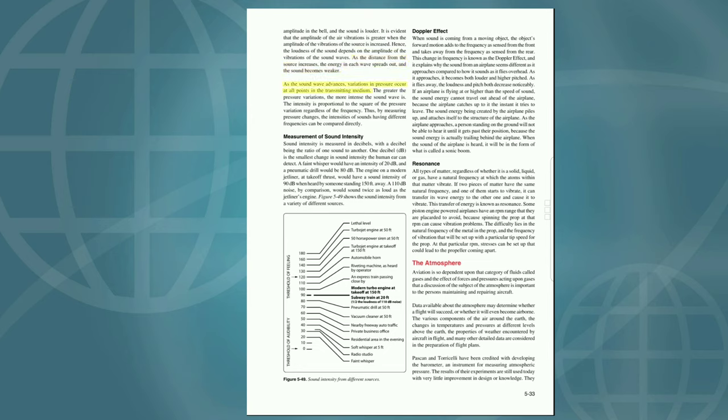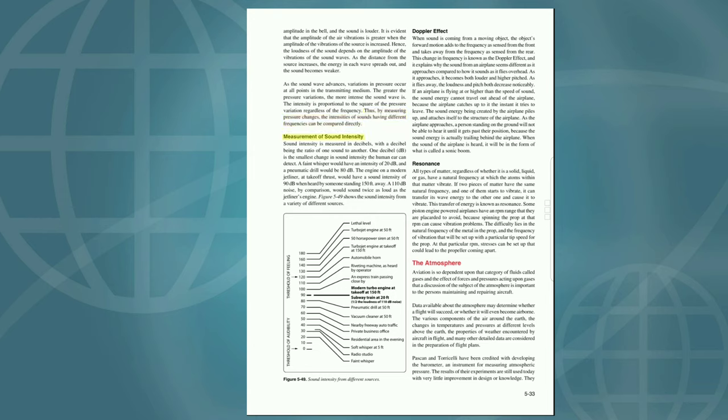As the sound wave advances, variations in pressure occur at all points in the transmitting medium. The greater the pressure variations, the more intense the sound wave is. The intensity is proportional to the square of the pressure variation regardless of the frequency. Thus, by measuring pressure changes, the intensities of sounds having different frequencies can be compared directly.